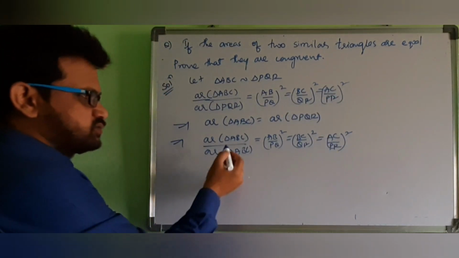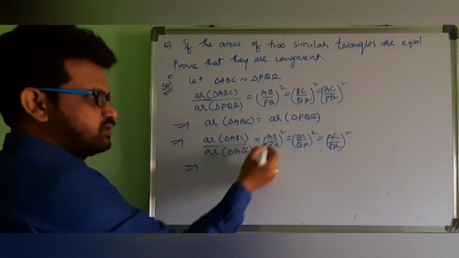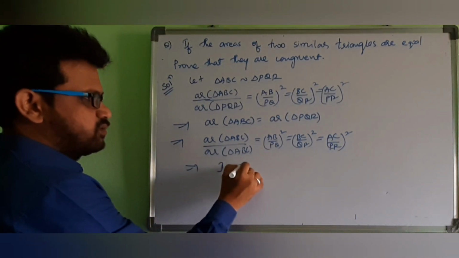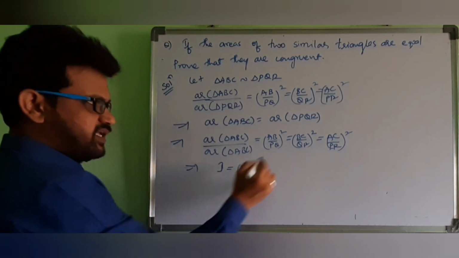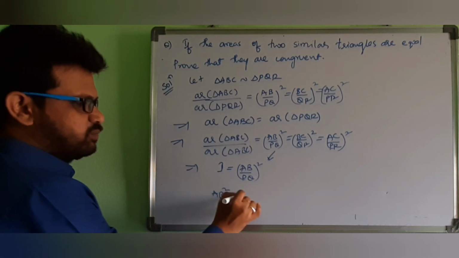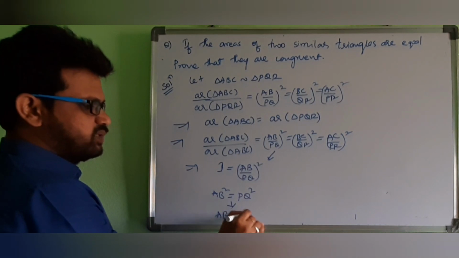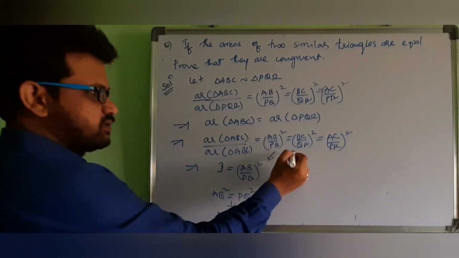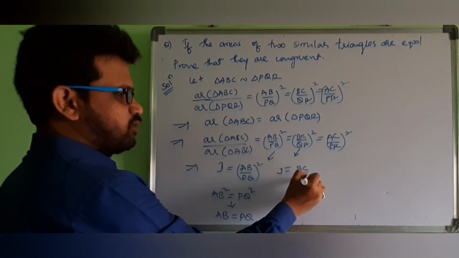Numerator and denominator are both the same, so 1 is equal to AB by PQ whole square. I am taking this first one, so AB square is equal to PQ square, that is nothing but AB is equal to PQ. And again, if you take this one, 1 is equal to BC by QR whole square.